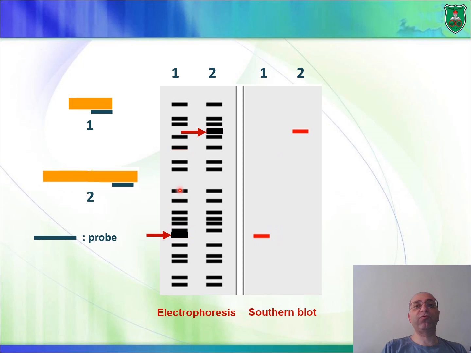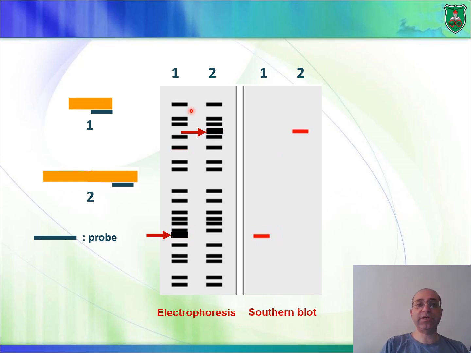Okay, but then when we transfer them to a membrane and we add the probe to the membrane, now the probe would bind to these two fragments, and a signal would be emitted. And again, so I know that samples 1 and 2 have DNA fragments that are complementary to the probe. That's one. And we know what the sizes of the DNA fragments are because that's how they travel in the gel electrophoresis. Now also pay attention to something that is really important when we present a gel.